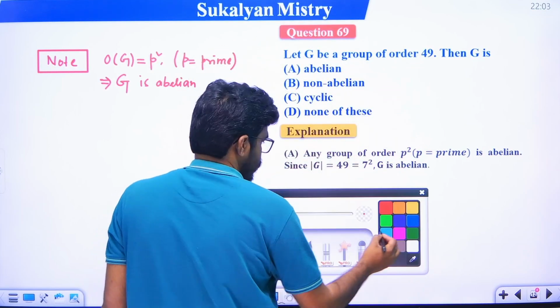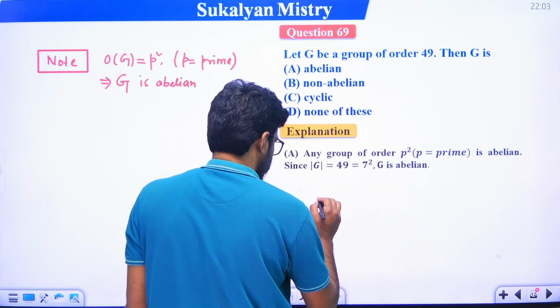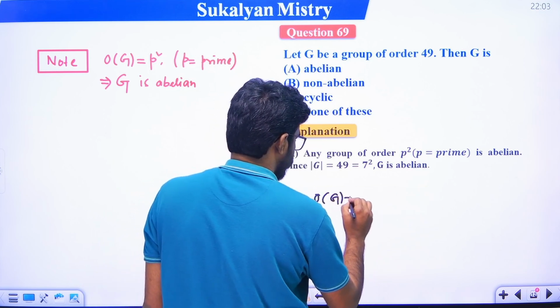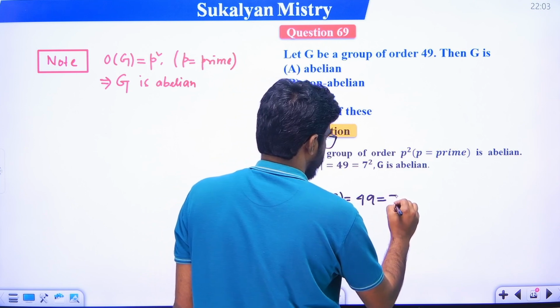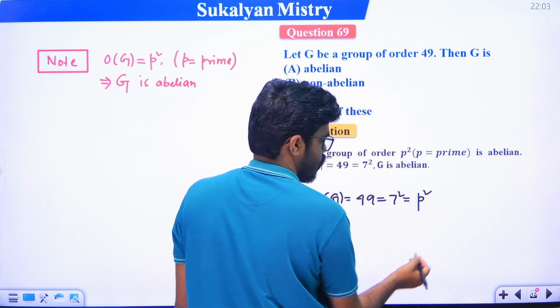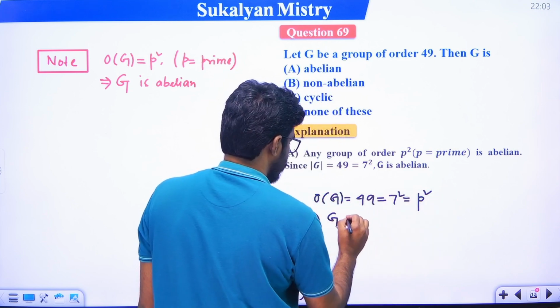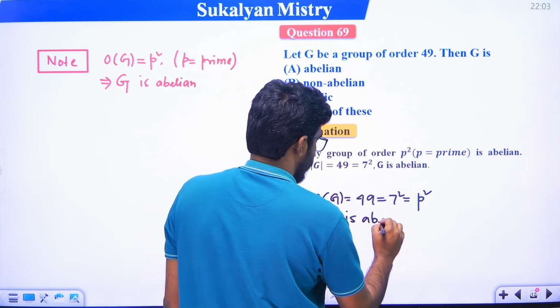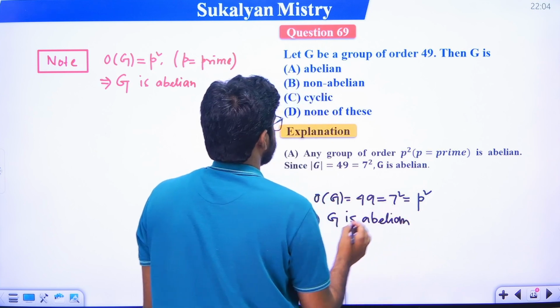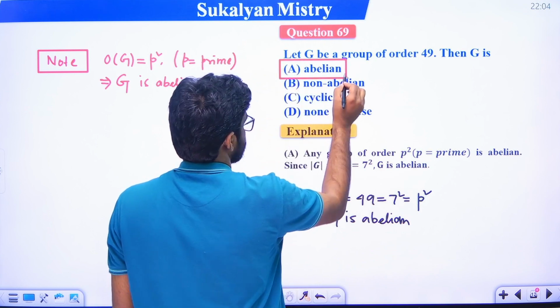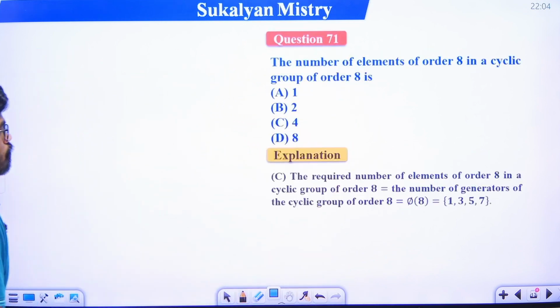So what is given here? The order of G is 49, that means 7 square, which is of the form p square. So this implies that G is abelian. So option A is the correct answer. Okay. Next problem.